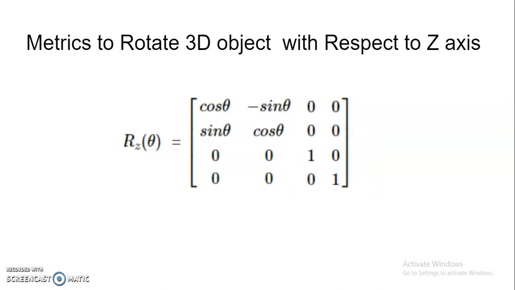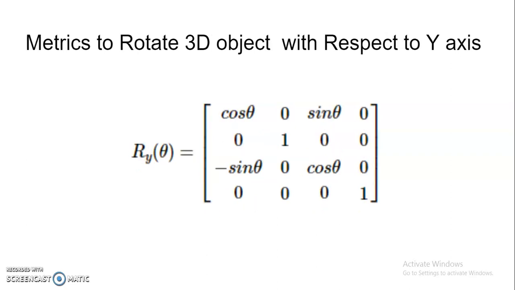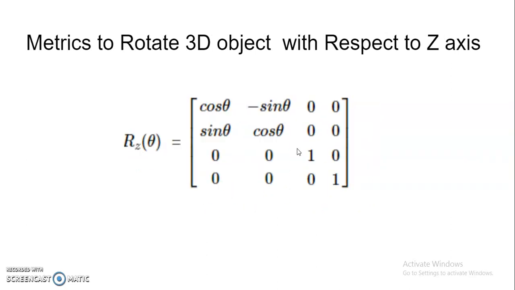So first of all, we have to check the requirement of the statement. What is the statement saying? Whether the statement is saying to rotate an object with respect to X axis or with respect to Y axis or with respect to Z axis. According to that, we have to select our rotation matrix.